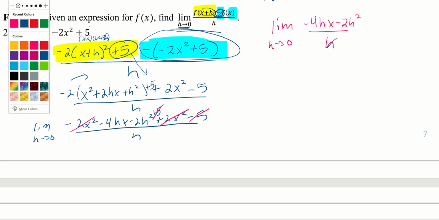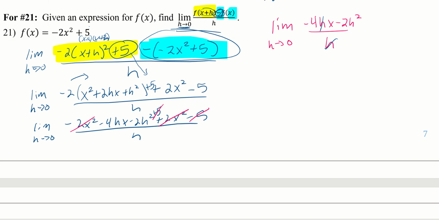So now what I could do is cancel, cancel, cancel, like we did before, because if I plugged in 0 right there, this is very similar to, what was that, number 19? If I plug in 0, it goes undefined. So now I have the limit as h approaches 0, because I haven't plugged it in yet. I just checked it here and I was like, oh, that doesn't work. So I had to simplify a little bit. So negative 4x minus 2h.